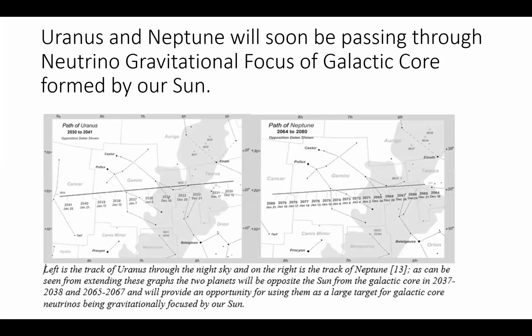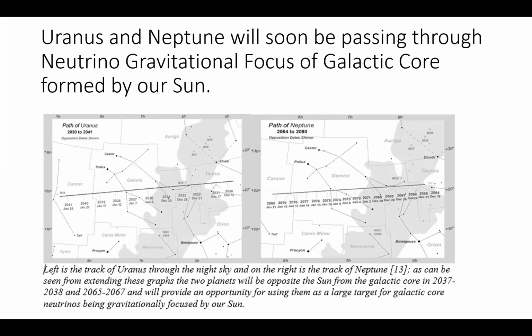So there's the possibility to use an upcoming transit of Uranus or Neptune, such that the galactic core alignment with the sun, with the planet Uranus or Neptune, would pass through this. And you can see the years at which this will occur. Left is a track of Uranus passing through the night sky, and right is Neptune. Somewhere around the year 2035 and 2065 is when the alignment of Uranus and Neptune will be just opposite that of the galactic core from our sun.